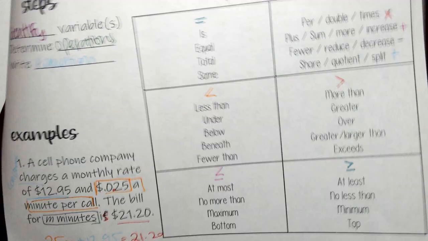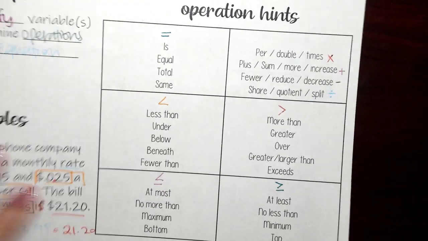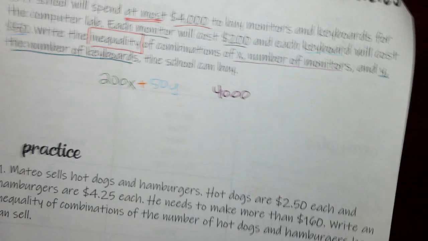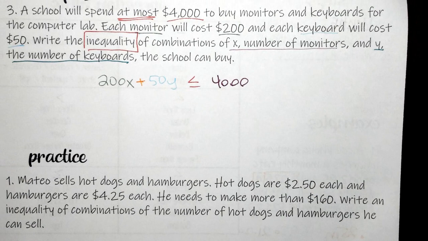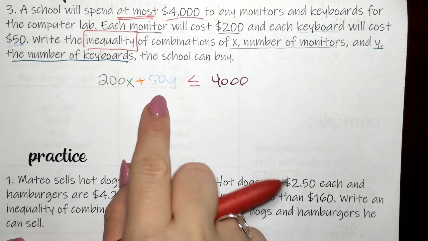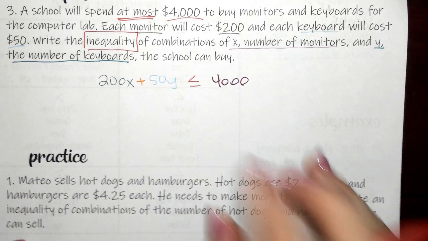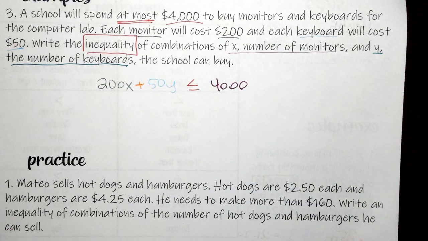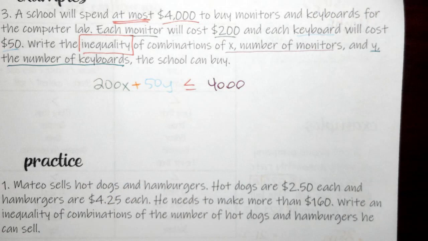So I come here, at most is less than or equal to, so my inequality looks like this: 200x plus 50y is less than or equal to 4,000, and that makes sense. We can plug in some numbers here. What we want to make sure we do is not spend over $4,000, right? So however much money our total bill comes out to, we want it to be less than or equal to $4,000.